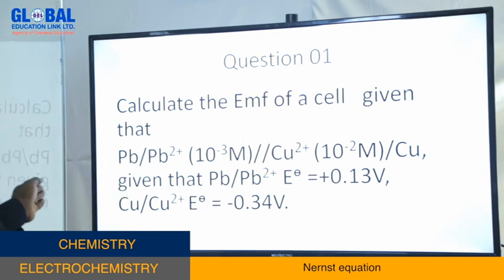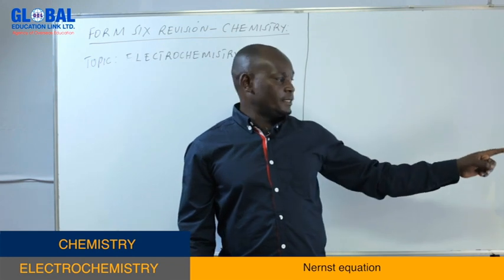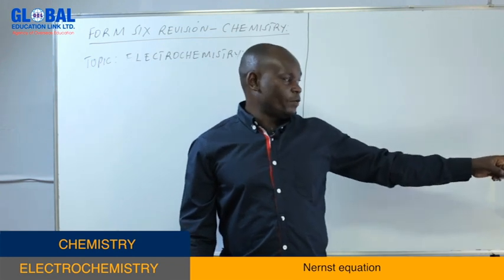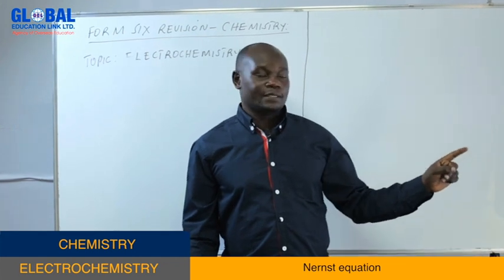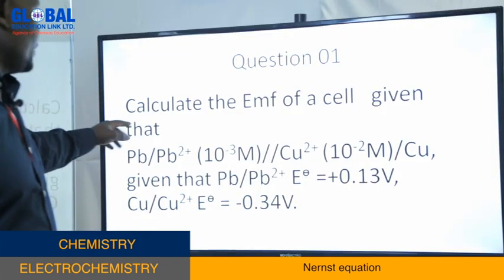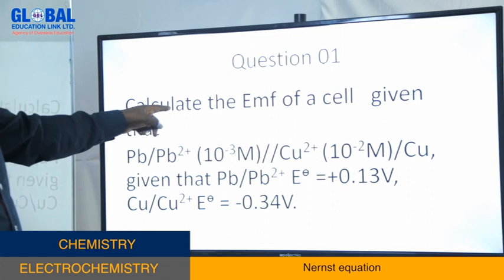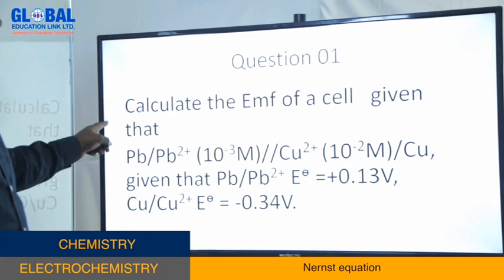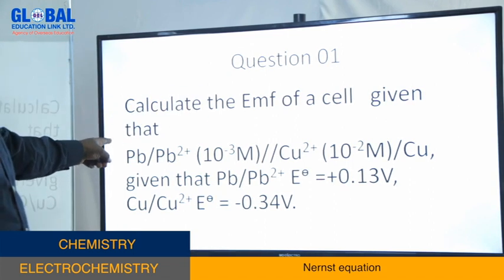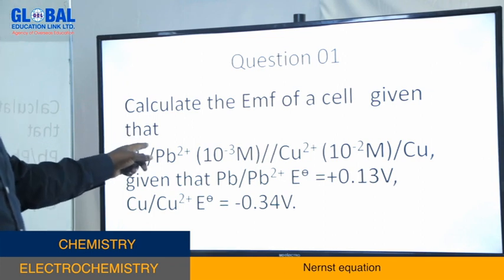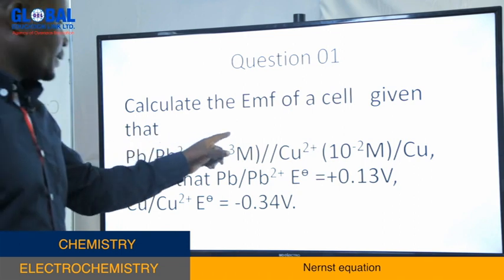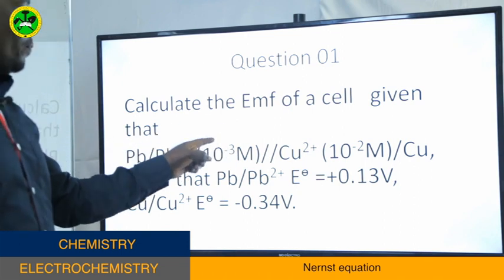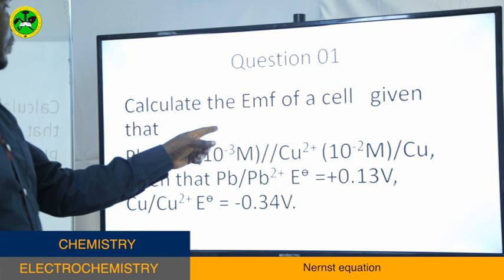Question number 1 is: calculate the EMF of a cell given that our cell is of lead having a concentration of 10 to the power negative 3 moles per decimeter cubed, with another cell which is made up of copper with a concentration of 10 to the power negative 2 moles per decimeter cubed. Then given their standard electrode potential, which is 0.13 volts for lead, and that of copper is negative 0.34 volts.